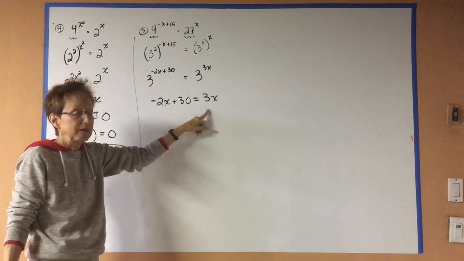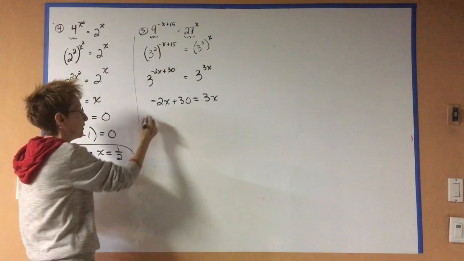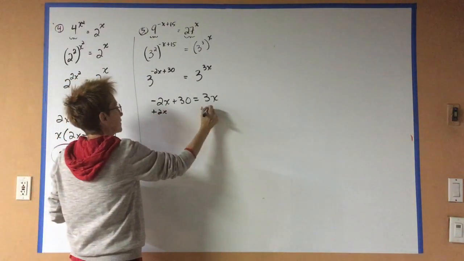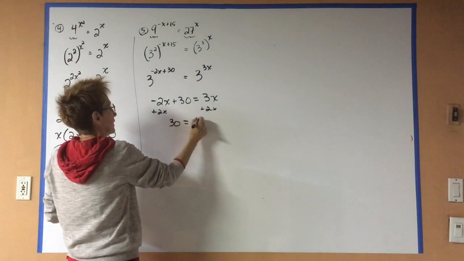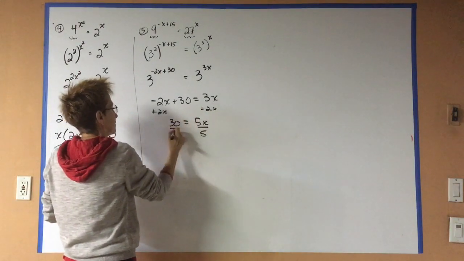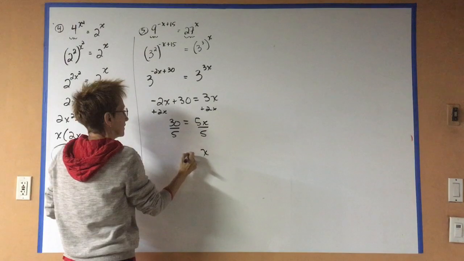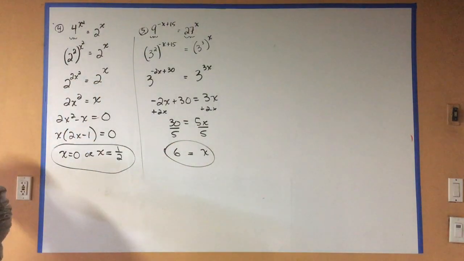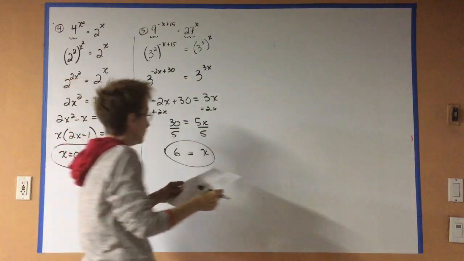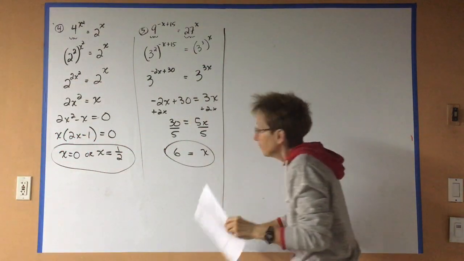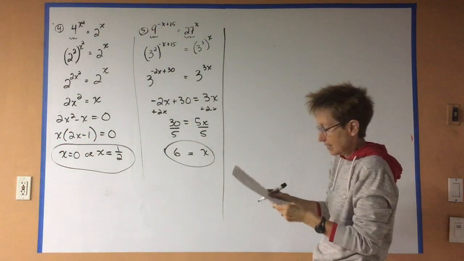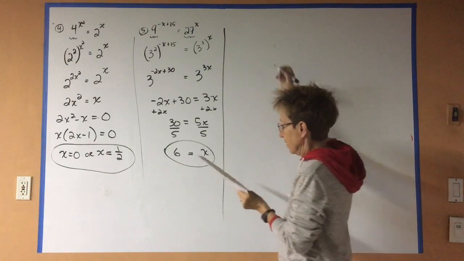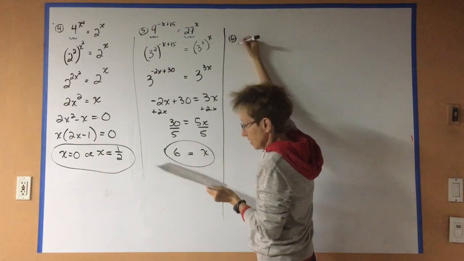What kind of an equation do I have now? It's linear. I know what to do here. I'll add 2x, I'll get 30 equals 5x. I'll divide by 5, and I'll get x equals 6. And I've got my answer. It was a little more complicated, but I was able to do it by using the new property that we have about same bases being equal. So number 6.